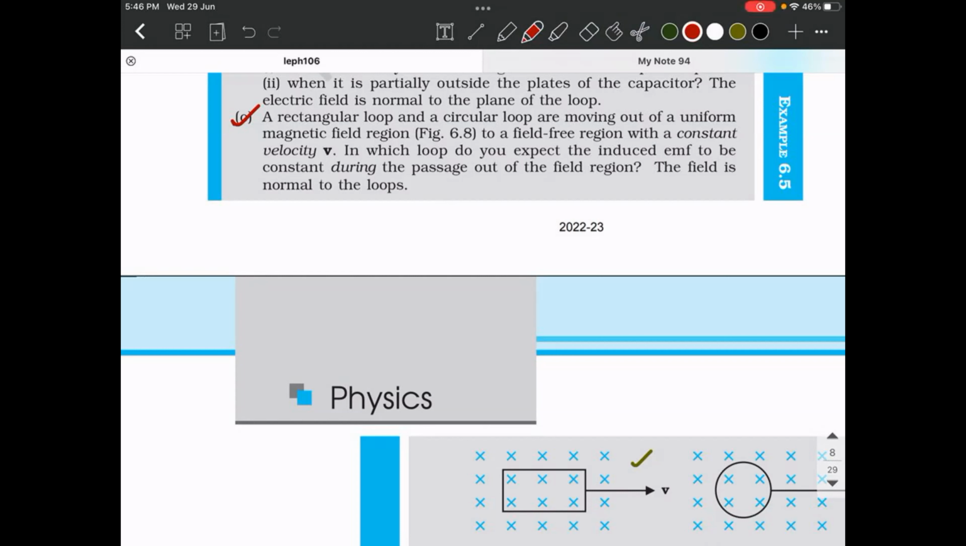Now they started moving out of the uniform magnetic field into the field-free region. By doing so, in which loop do you expect the induced EMF to be a constant? So one thing they are confirming is in both the cases EMF is induced. Why? Because there is a change in flux. There is a loss of area that is happening. Right? So in both the cases, which one is the case where the induced EMF is a constant?